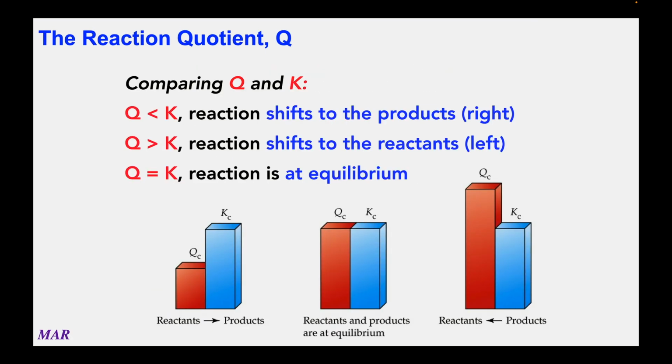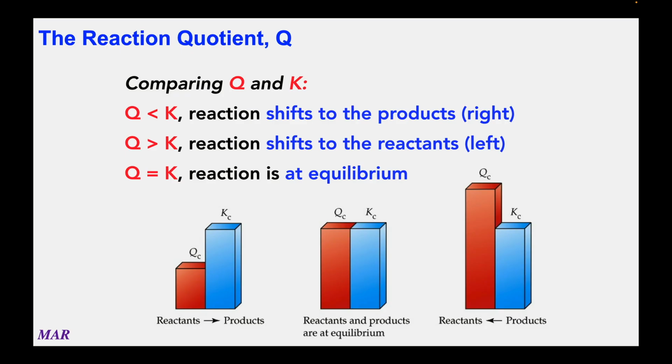Here's a visual image of how to compare Q and K. In the middle part there, Q and K are the same value. Q is red and K is blue. And you can see they're the same number. So if Q and K are the same, your reaction's at equilibrium and you're good to go. However, what Q is used mostly for is to see if you are at equilibrium or not. And so you have to have a K value to compare your Q to. And if Q is less than K, it means that Q wants to become more like K. Q's going to have to turn a lot of your reactants into products.